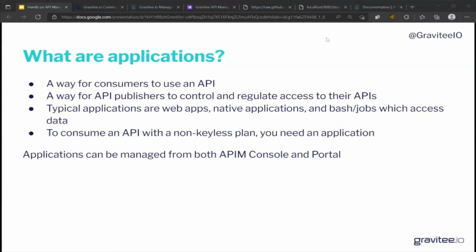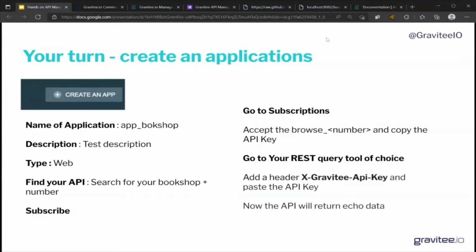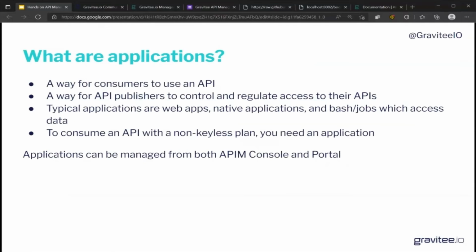So let's talk about applications. Applications are a way for consumers to use an API. So you don't need to create an application if you are using the keyless plan. However, if you want to use a keyed plan, then you have to create this contract, this subscription to the different plans. And we do that using this thing called an application. And it's a way for the API publishers to control and regulate how people are accessing their APIs.